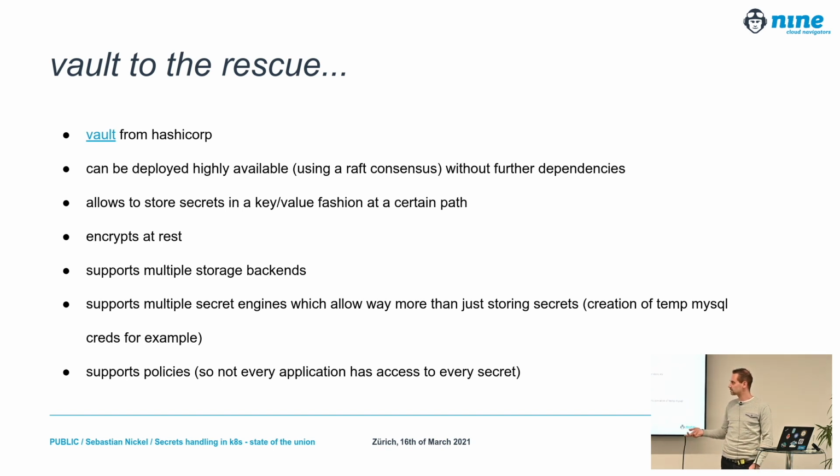They will use a Raft consensus algorithm, and then they will be highly available. We can store secrets there in a key value fashion at a certain path. So Vault is path-based. For example, you write a key value store to /credentials/database, and someone else can read it at that path again. It encrypts at rest, and it supports multiple storage backends. So if you don't want your stuff to be stored in files, you could store it, for example, in Cassandra or in another database.